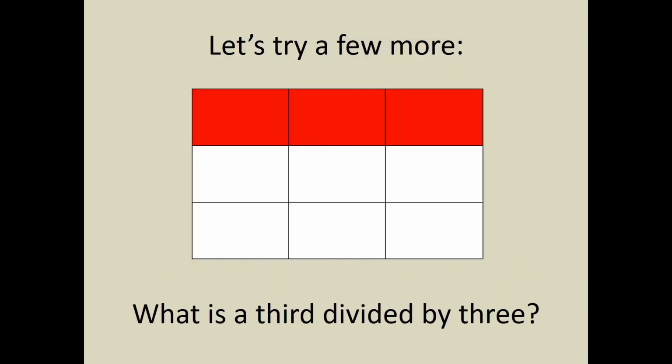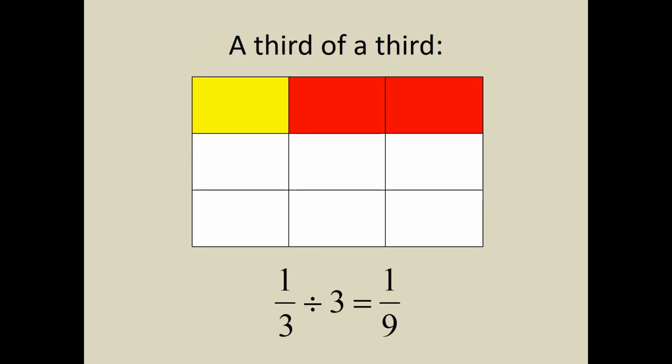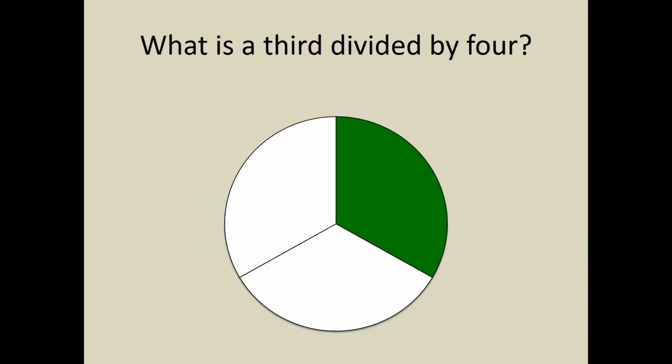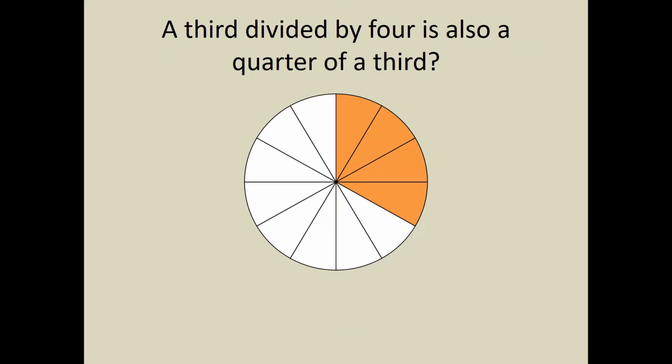Okay, so let's try a few more. What is 1/3 divided by 3? 1/3 divided by 3, if we put that over 1 and we times it, we get 1 times 1 to make 1 as our numerator, and we get 3 times 3 to make 9 as our denominator. What is 1/3 divided by 4? 1/3 divided by 4 is also 1/4 of 1/3. So we've got 1/3 divided by 4. So we're going to put that over 1 and we're going to multiply. So 1 times 1 is 1, 3 times 4 is 12. So 1/12.